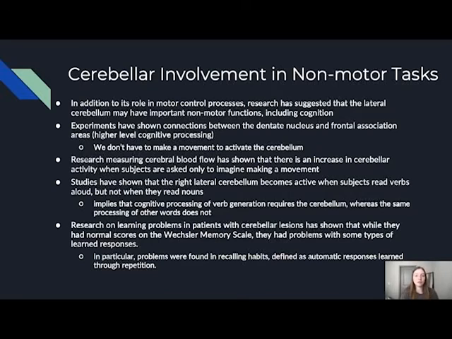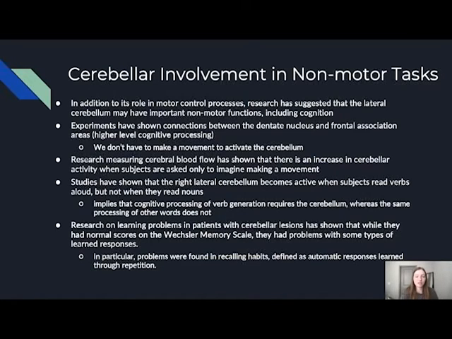The cerebellum is also involved in non-motor tasks in addition to its role in motor control processes, specifically in cognition. So here are just a few of the experiments that the book lays out, some that I thought were particularly interesting. Experiments have shown that there's a connection between the dentate nucleus and the frontal association areas, which are involved in higher level cognitive processing. And this connection implies that we don't have to make a movement to activate the cerebellum.